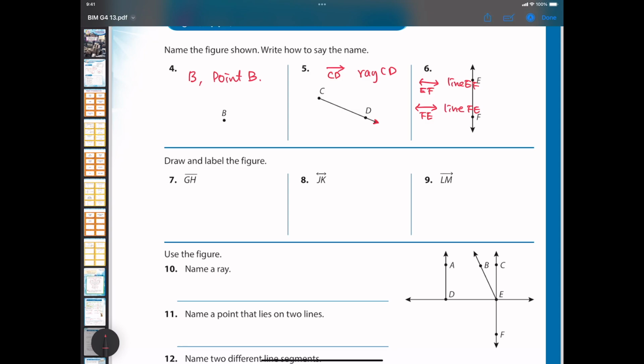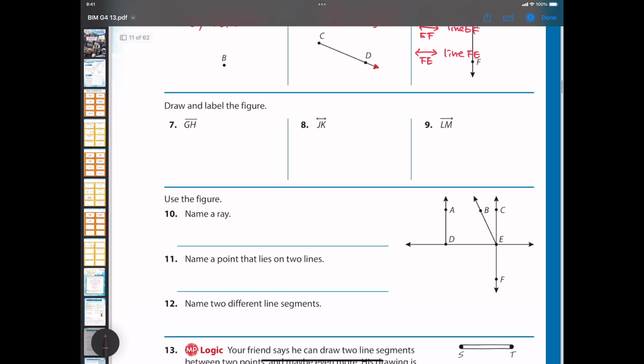All right, draw and label the figure. Okay, this is what? There is no arrow. That means what? This is a line segment. So I'm going to put these 2 dots on each side at the end. And I'm going to put what? GH. Okay? And this is what? 2 arrows. That's a line. Never ending. All right. And there is 1 ending point and then 1 arrow. That means what? Ray. L is the ending point. You see that, right?